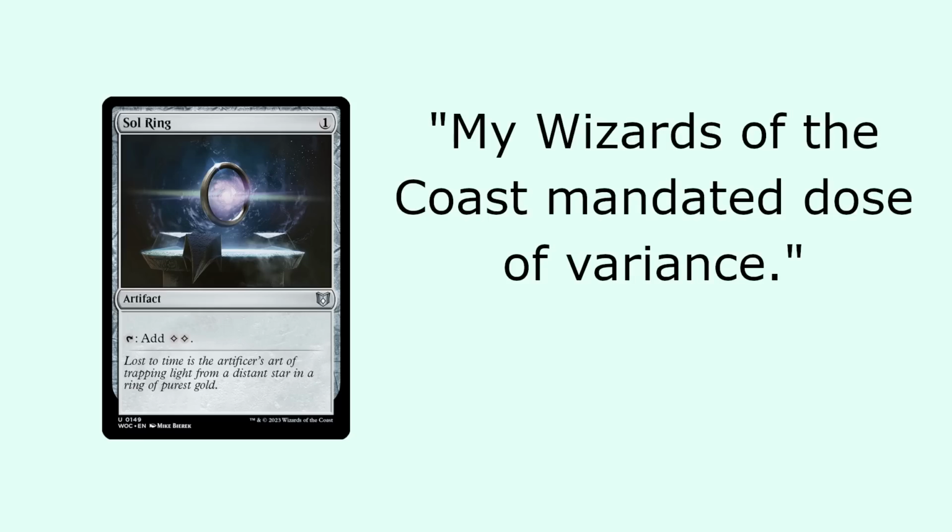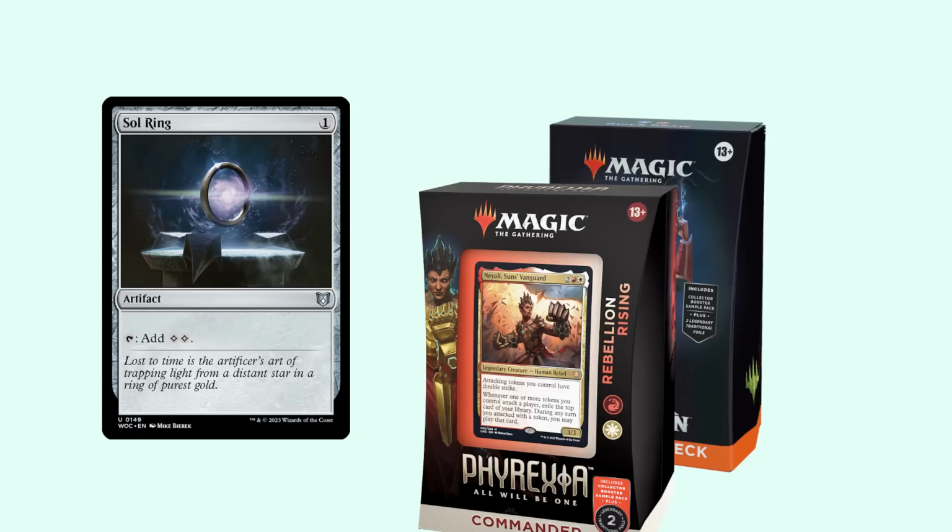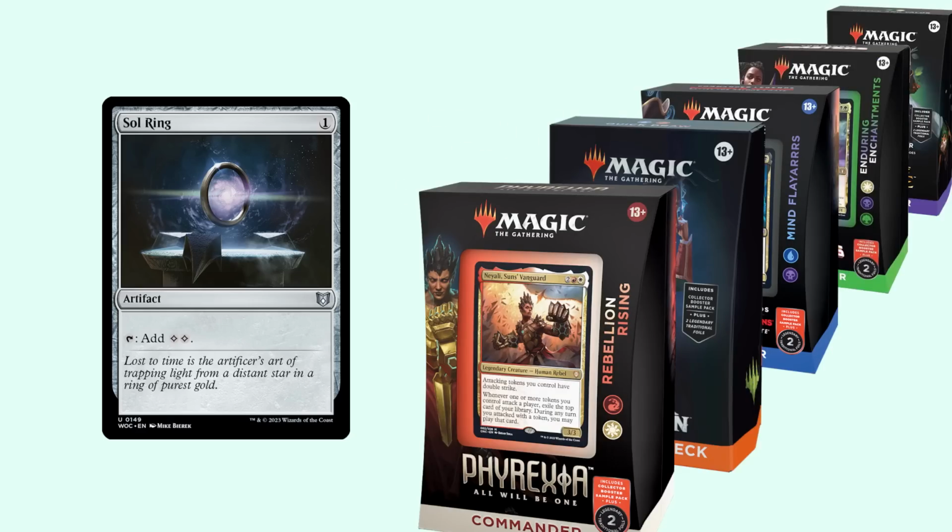I've been jokingly calling this card my Wizards of the Coast mandated dose of variance whenever I draw it for the past several months, and it truly is a massive injection of variance. It's one of the most powerful cards in the game, indisputably the most powerful mana rock in the format after the banning of Mana Crypt, and it's been printed in every precon out there. So this should be an example of the great woes inflicted by power level variance, right? Well, not exactly, and this is where things get a bit more nuanced.